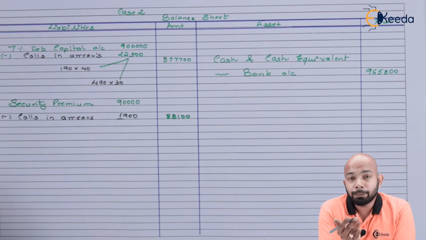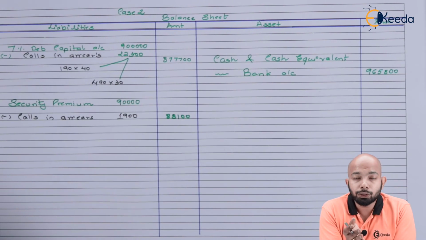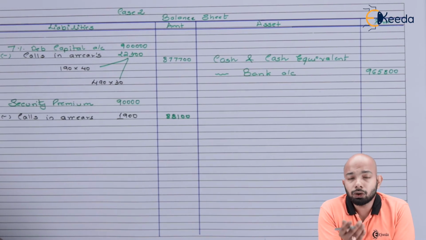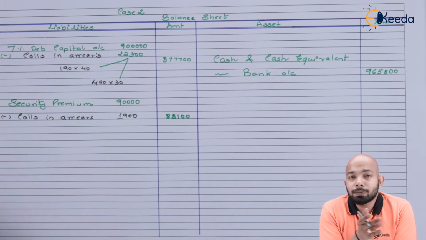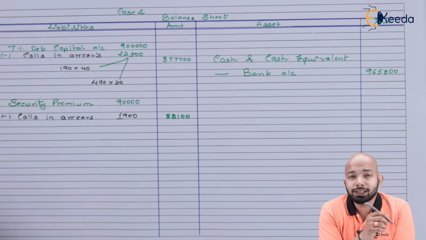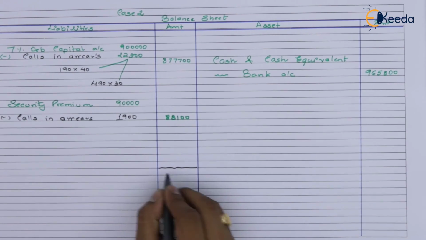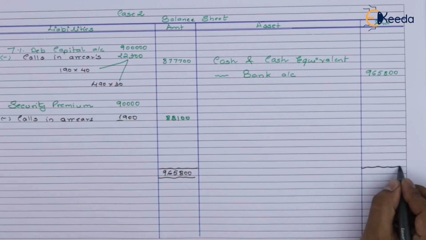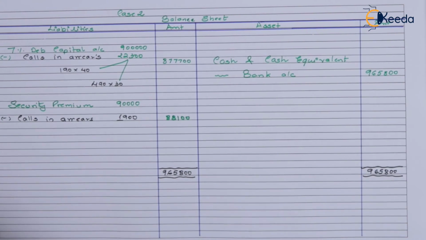Now that everything has been mentioned here, the next part is to figure out the total of all the liability side items and the asset side items, just to see whether the balance sheet tallies or not. Let's start with that. So the balance sheet total that comes here is 9,65,800, which is equivalent on the liability side as well as on the asset side. So here we complete case 2. Now it's time to figure out the case 3 details.